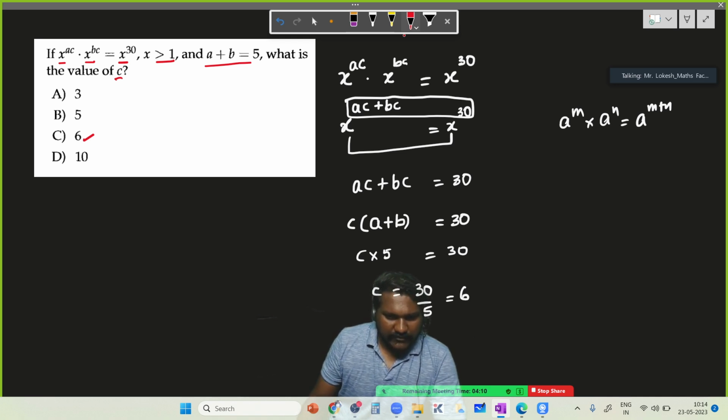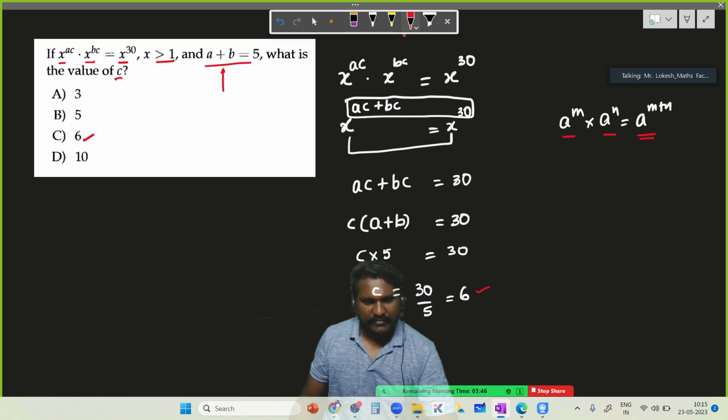So I just applied the formula of a power m into a power n is equal to a power m plus n in the first step, and the rest is just simplification. So I have to take C as common because I have been given the value of a plus b. If I take C as common here, C times a plus b is equal to 30, and C times 5 is equal to 30. C is equal to 30 over 5, which will give me the value of 6. Okay, yeah, it's right.